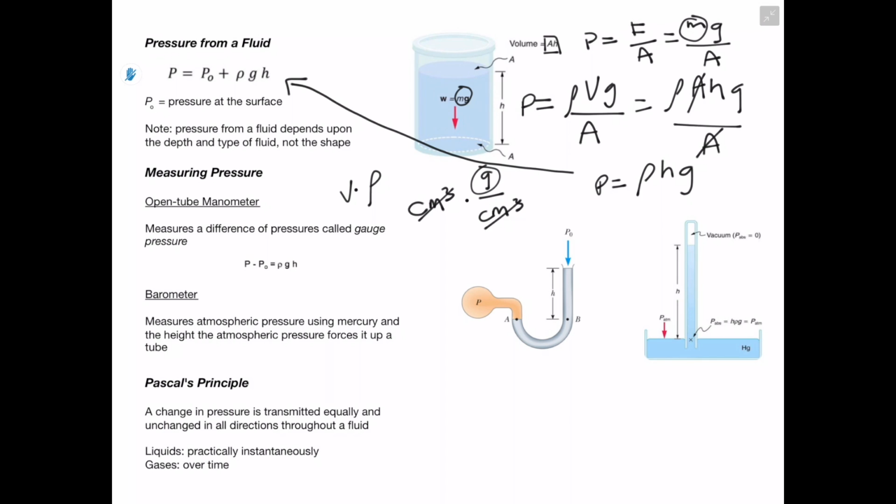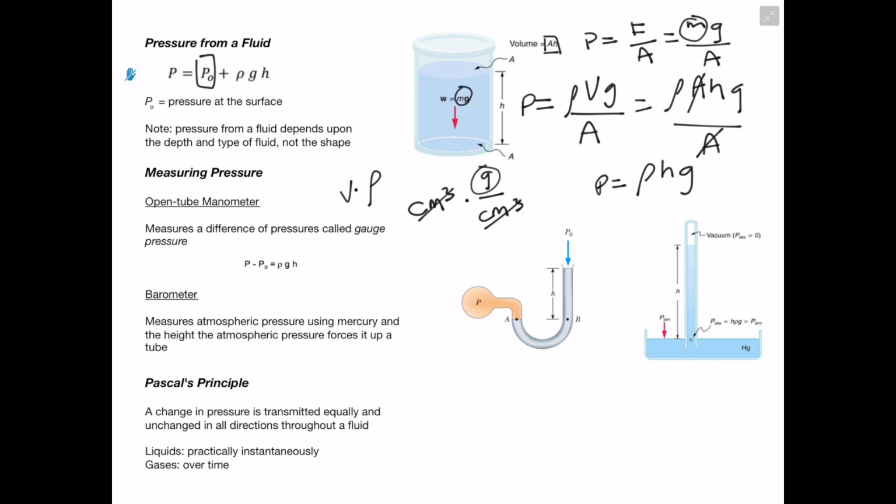So our P naught is basically just going to be the pressure at the surface of whatever fluid we have. So we're not only going to have the pressure inside the fluid, but also whatever is already pushing down upon that fluid. And the note we can make here is that pressure from a fluid is going to depend on the depth and the type of fluid or the density of the fluid and not the shape of the container.